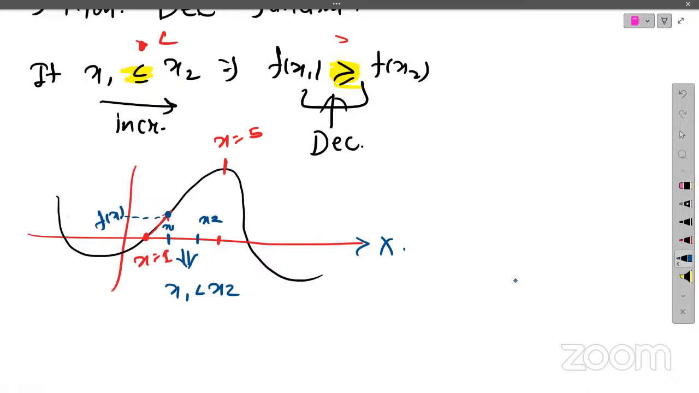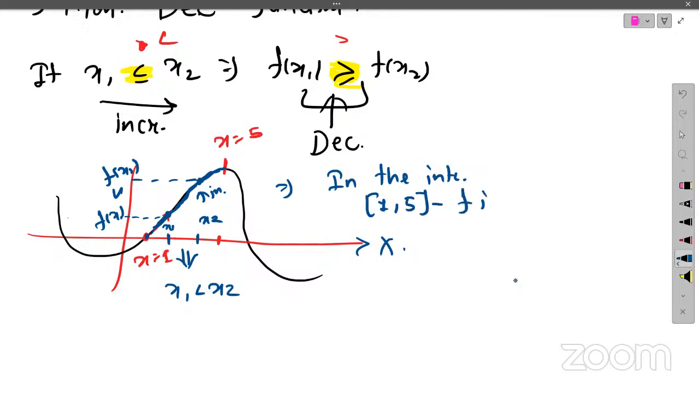And for x2, what is the output? The output is this, which is f of x2. So here f of x1 is also less than f of x2. That means from x equals 1 to x equals 5, this function is having increasing behavior. So in the closed interval 1 to 5, this function f is an increasing function.